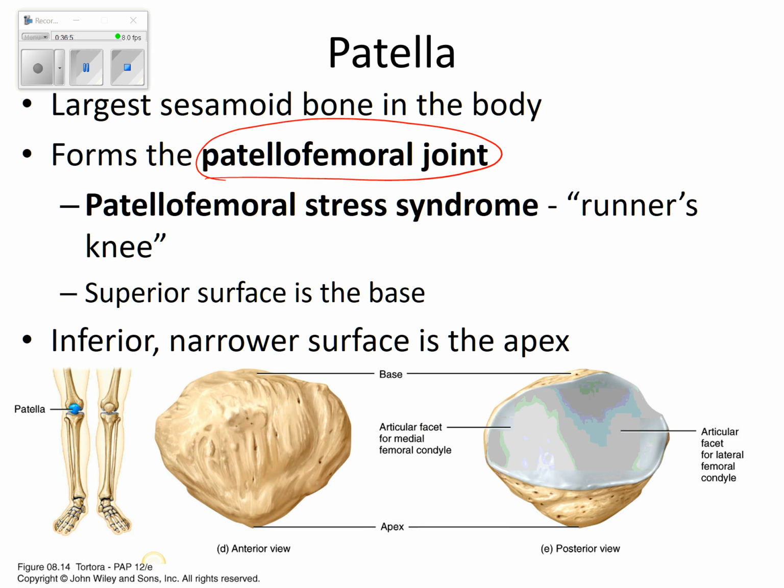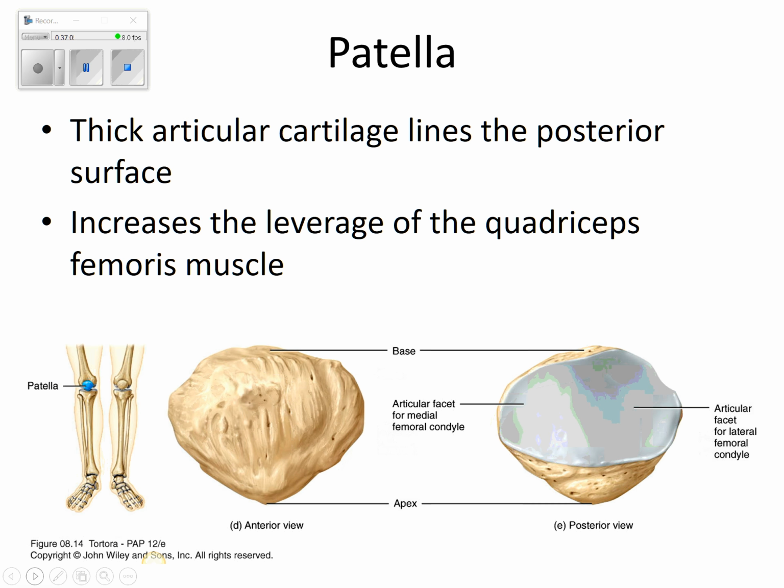Its more inferior and narrow surface is going to be the apex, and the base is going to be the superior surface. The patella has a thick articular cartilage that lines the superior surface and increases the leverage of the quadriceps femoris muscle. So up here, this area is where you have the attachment site for the quadriceps tendon or muscle. And down here in this area, that's where you have the attachment site for the patellar ligament, which then attaches the patella to the tibia.